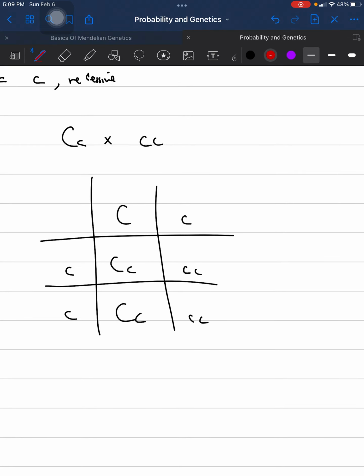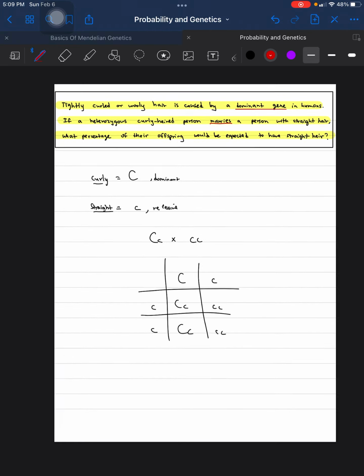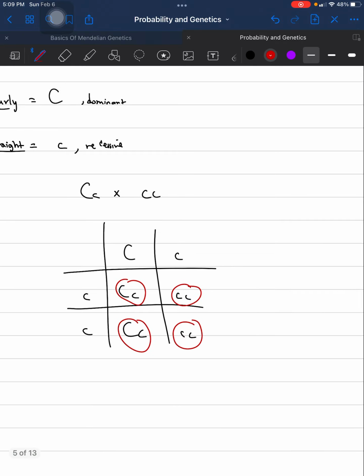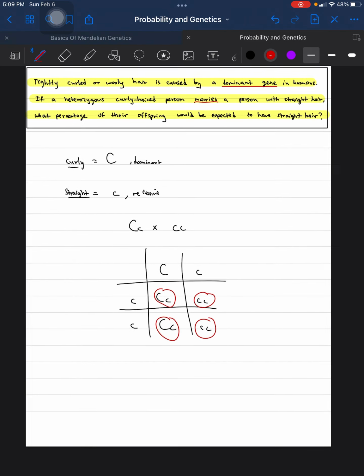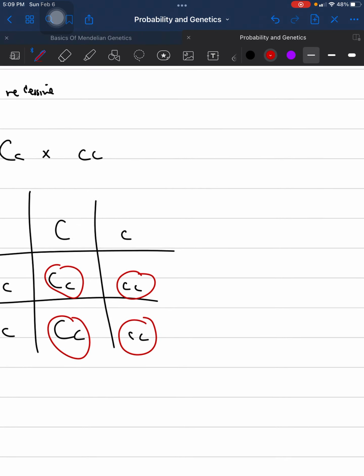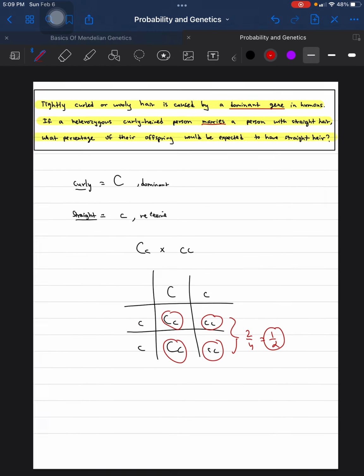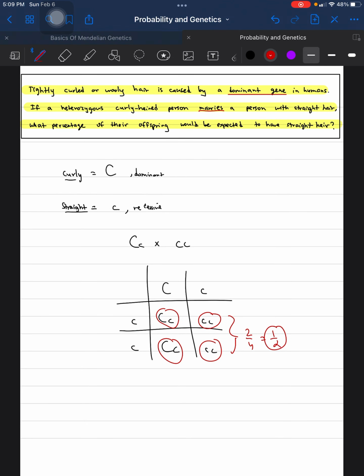So when we do this monohybrid cross, and I did this quickly because I'm assuming you know how to do monohybrid crosses, we see that 50% of the offspring are curly-haired heterozygotes, and 50% are homozygous straight hair. So the question is asking what percentage of the offspring would be expected to have straight hair, and that's obviously 2 out of 4, 1/2. So the probability is 1/2 of the offspring are expected to have straight hair.